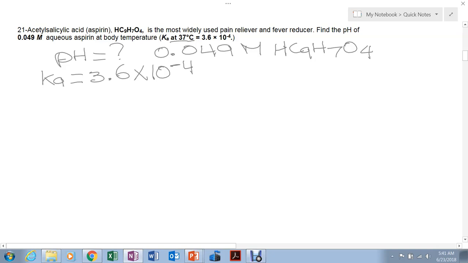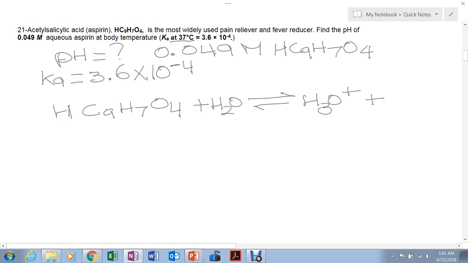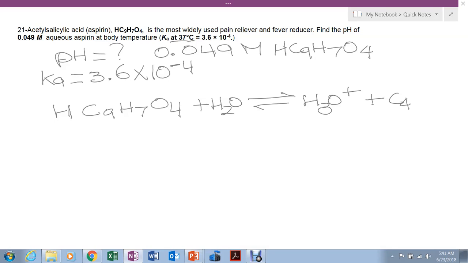Okay, so we got here HC9H7O4. That's the acidic hydrogen, the one here, plus H2O equals H3O plus plus C9H7O4 negative.